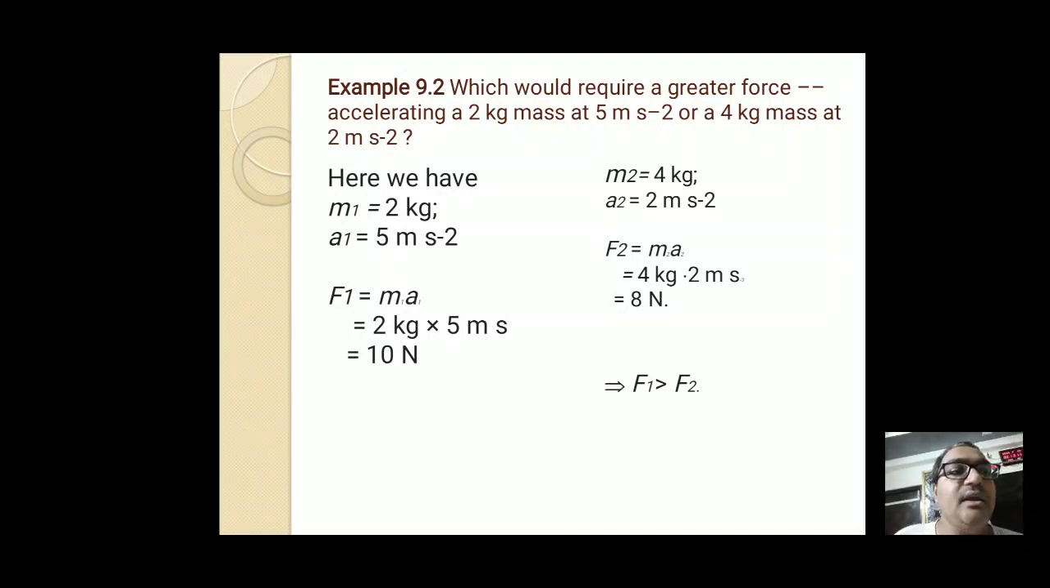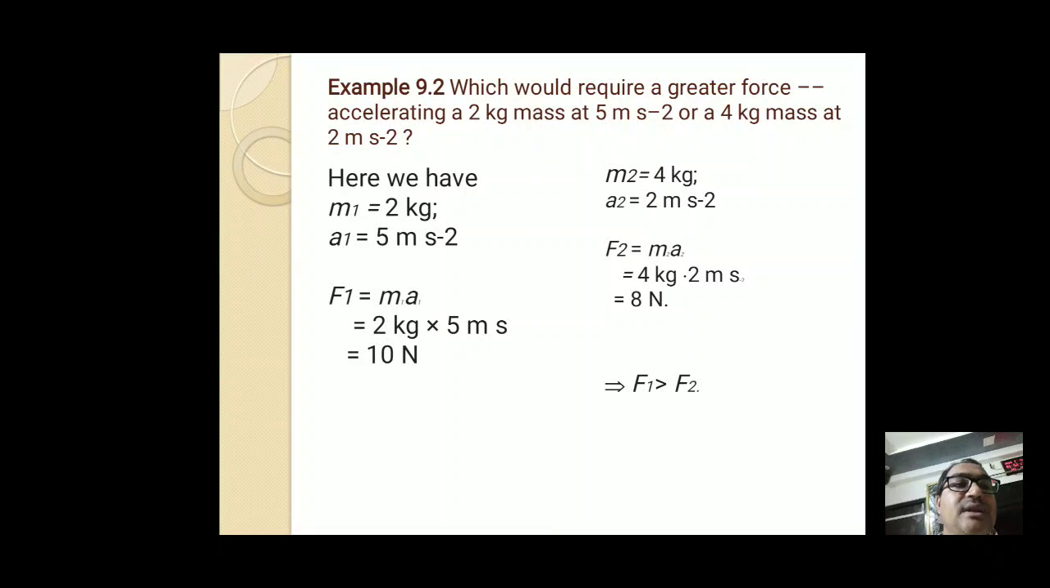And students, in the second case mass is 4 kg. So m2 equal to 4 kg. You can see it on the right hand side. Acceleration a2 equal to 2 meter per second square, and we have to find F2. So we apply the equation F is equal to ma, but for the second case, so everything should be written with 2. F2 equal to m2 a2. So keep the values: mass equal to 4 kg and acceleration equal to 2 meter per second square. So 4 into 2, so F2 is equal to 8 Newton.